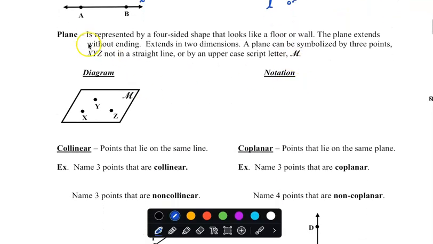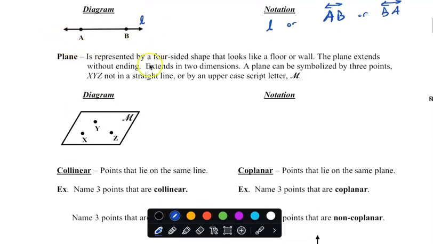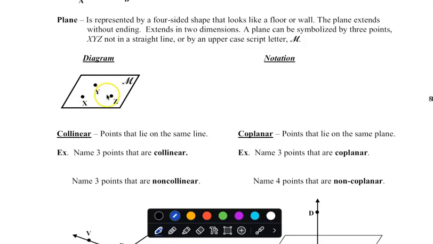Okay, a plane. The plane is represented by a four-sided shape that looks like a floor or wall. The plane extends without end. So it's that kind of line, but it's like a 2D line. Where a line is one dimension, just goes left and right, a plane is like a 2D line, goes left and right and up and down. It extends in two dimensions. The plane can be symbolized by 3 points, X, Y, Z, not in a straight line. Or it can be uppercase letter M.